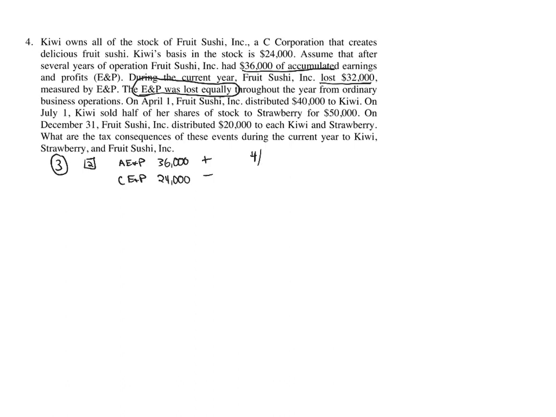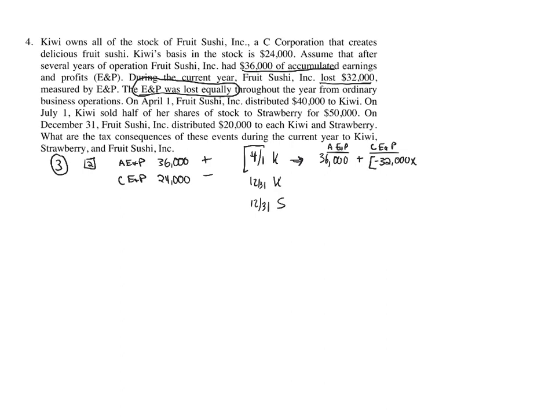We've got the April 1st date. We've got the 12/31 dates. April 1st is where we go first. We have accumulated E&P of 36,000. We're going to add to that the current E&P. Here, they lost 32,000. The formula is negative 32,000 current E&P. But remember, it's lost equally throughout the year.